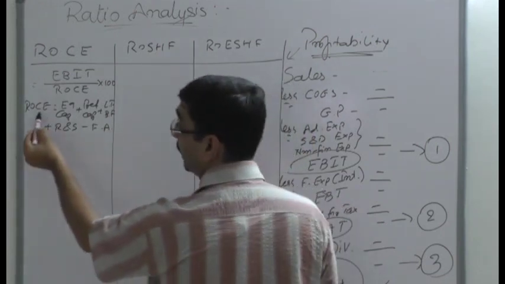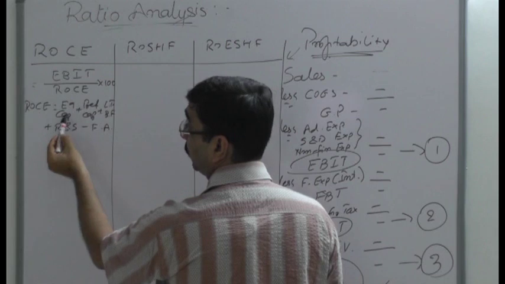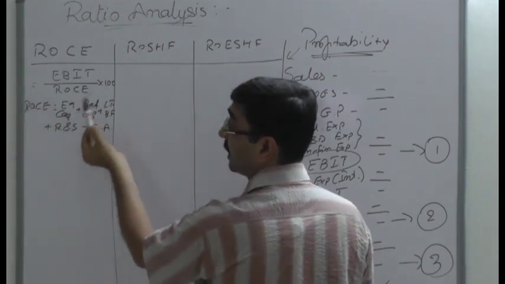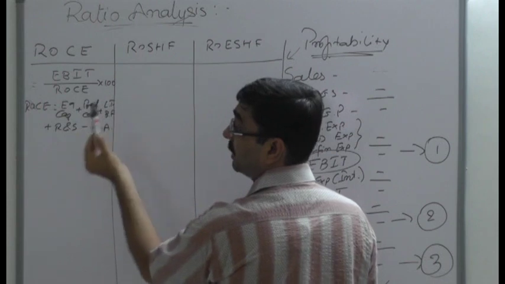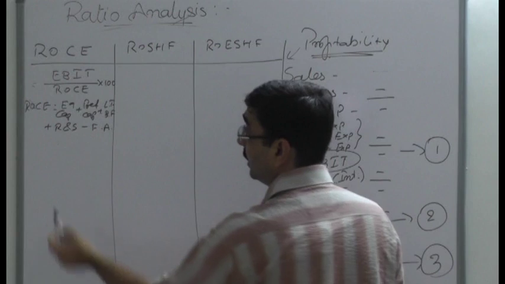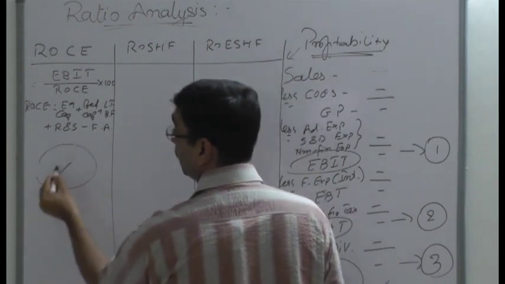So return on capital employed is actually found this way. So this is the capital employed. Capital employed is found from equity share, preference shares, long-term funds, reserves and surplus minus fictitious assets, and the answer would come in percentage.